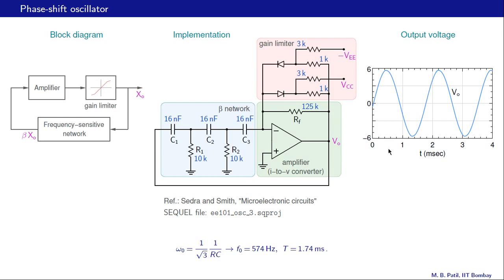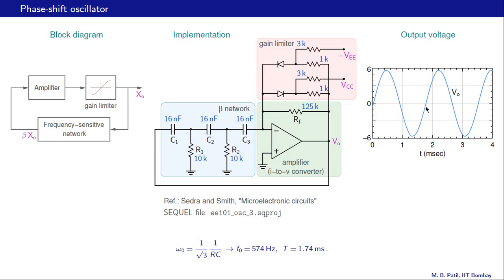Here is the output voltage obtained by simulation, and the circuit file is specified here. You can try out this simulation as well. And let us check whether it shows the correct frequency. The frequency of oscillation that we expect is F0 equal to 574 Hertz, and that gives us a period T equal to 1 by F0 equal to 1.74 milliseconds. And we see that in 1.74 milliseconds, somewhere here, we do have one cycle, and therefore the result seems to be correct.